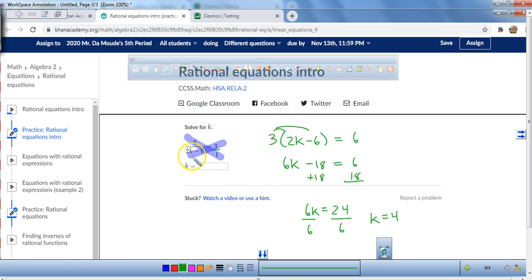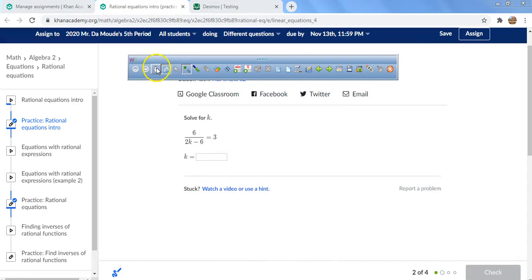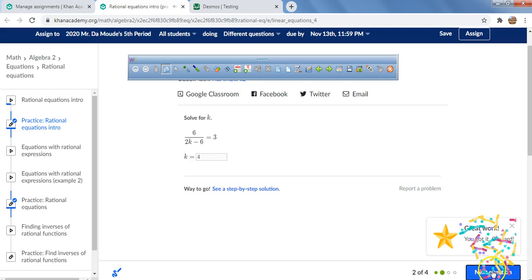Well, that works. If I plug it in, check it out. If I plug in a 4, 2 times 4 is 8. 8 minus 6 is 2. 6 divided by 2 is 3. It works. So I feel pretty good about, what did I put? 4. Okay, yeah, feel pretty good about putting a 4 there.